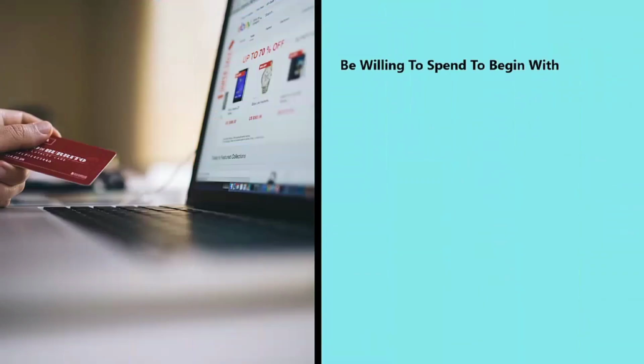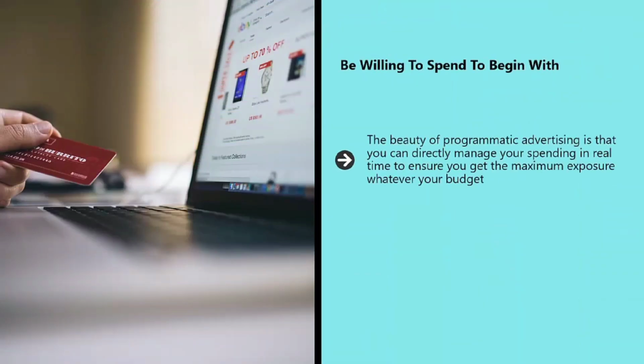Be willing to spend to begin with. The beauty of programmatic advertising is that you can directly manage your spending in real time to ensure you get the maximum exposure whatever your budget. However, it is highly recommended that you start out with a higher spending limit than you intend to continue with, as this will enable you to more quickly identify what works and what doesn't. Remember, you want more data, and that means you want more clicks.